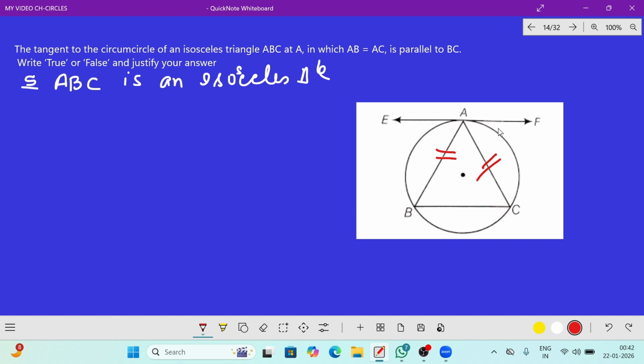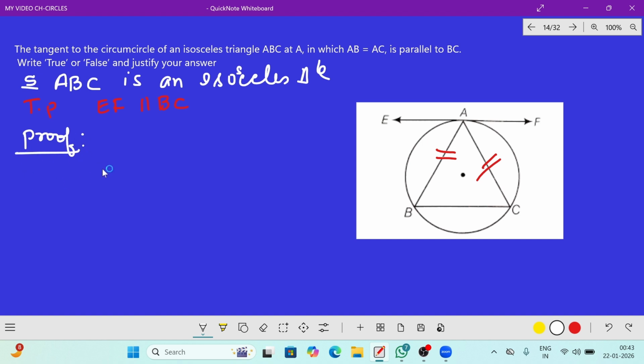So, now we know that we have to show that EF, the tangent at A, is parallel to BC. So what we have to prove? We have to prove that EF is parallel to BC. Now let us start the proof. How will we start the proof? The proof goes like this.